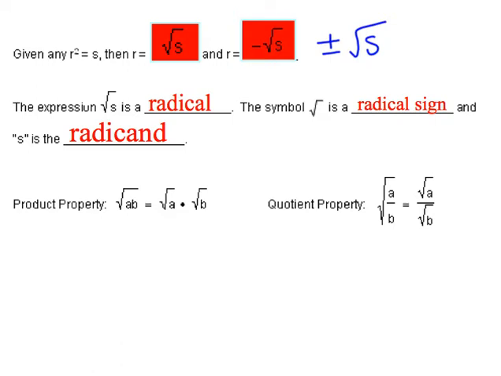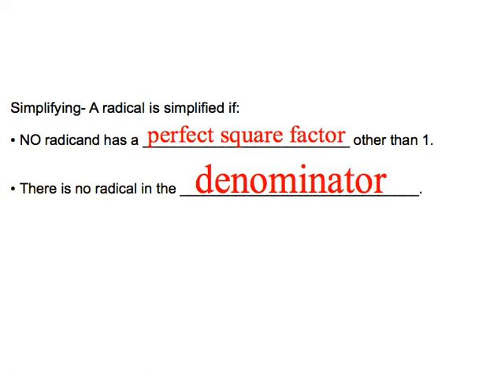There are two properties that are very important to know in order to simplify radicals. First, if you have the square root of a times b, you can split that up into the square root of a times the square root of b. And the same thing can work for the quotient property. If you have the square root of a fraction, you can split that fraction up into two square roots. Also, a radical is simplified if there's no radicand that has a perfect square factor other than 1, and there is no radical in the denominator.